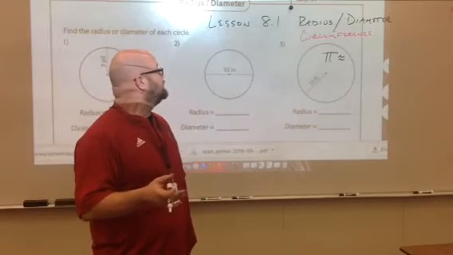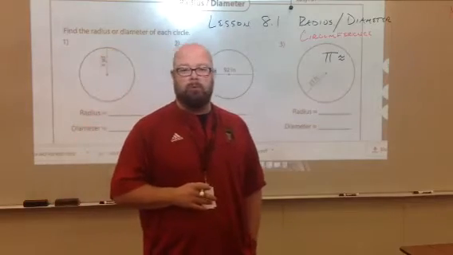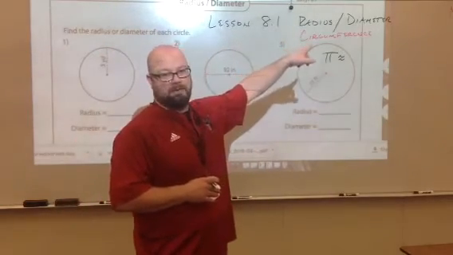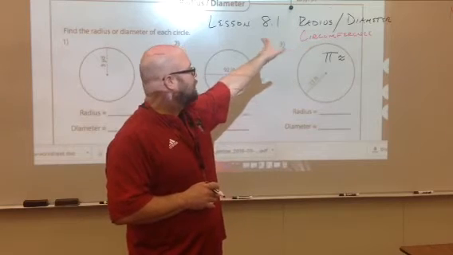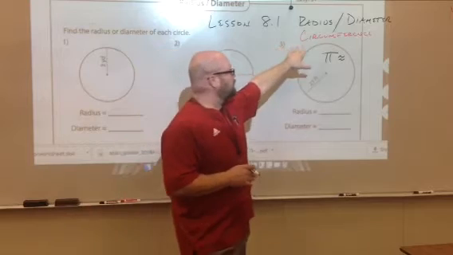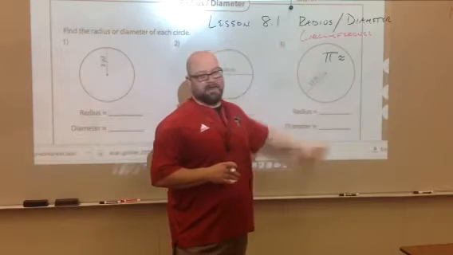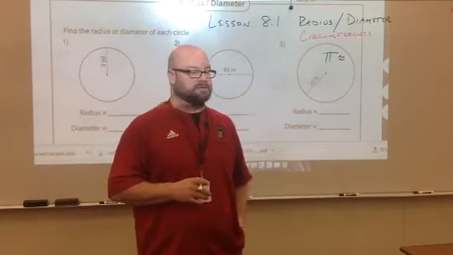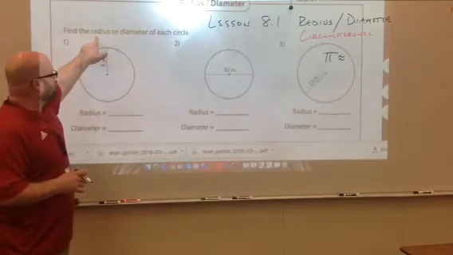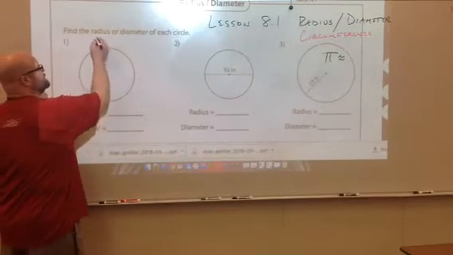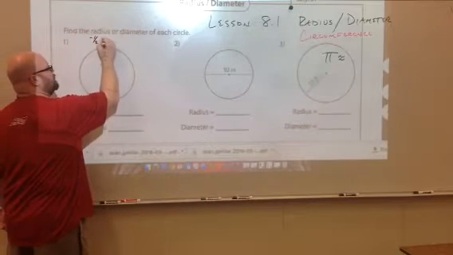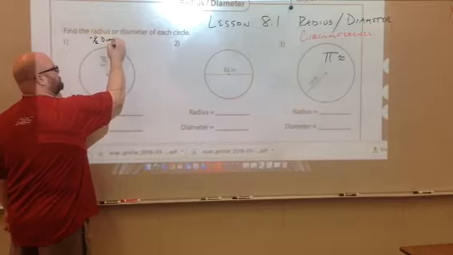We're going to touch on lesson 8.1, which deals with radius and diameter. That prior knowledge is going to help us when we talk about the second part of 8.1, which is circumference. Just to understand, radius is half of our diameter.